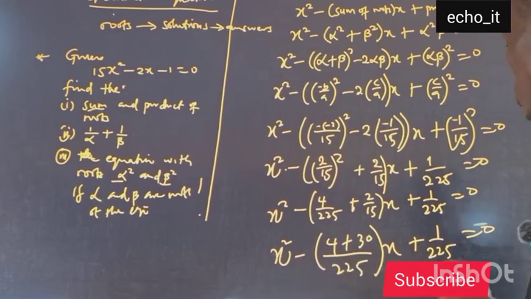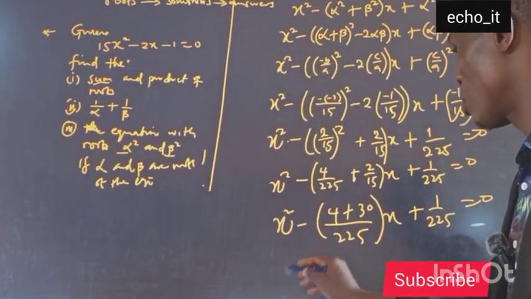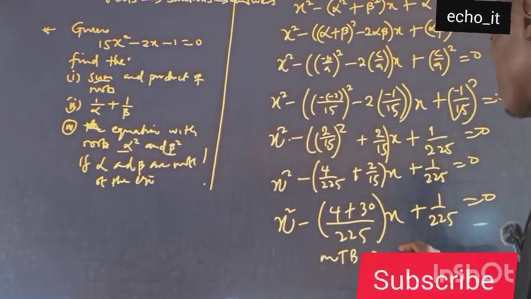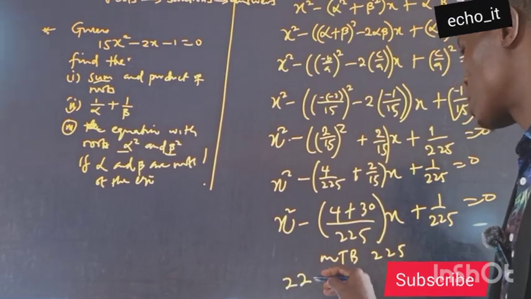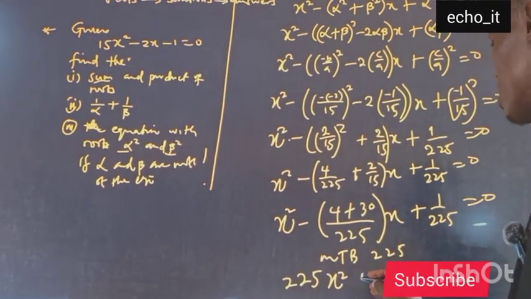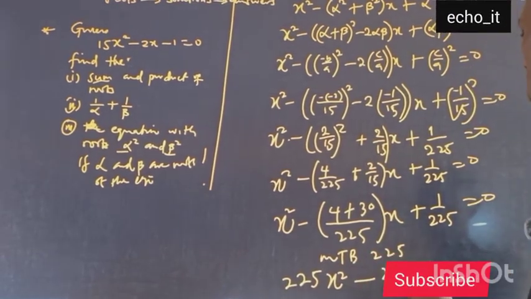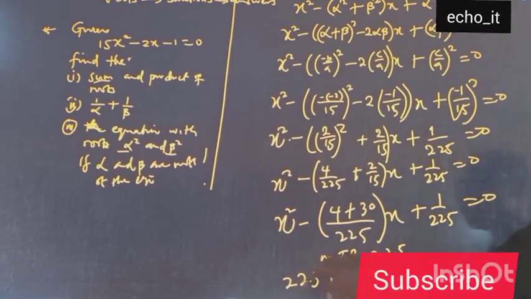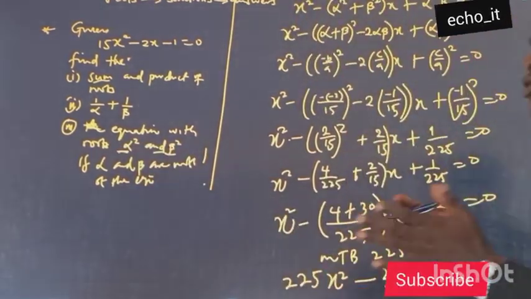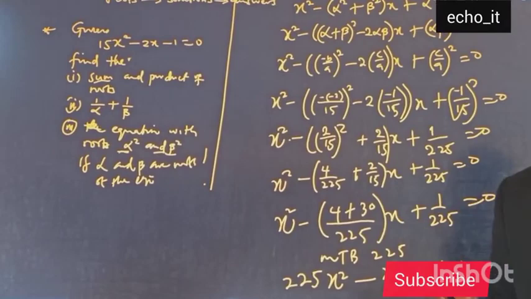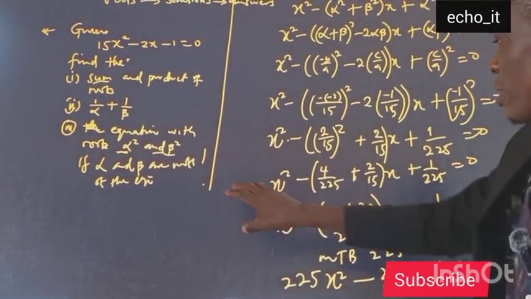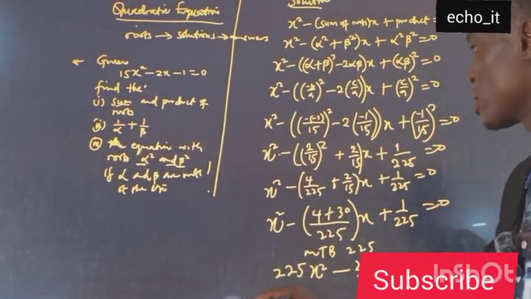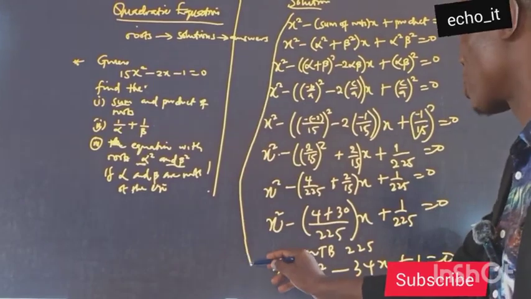So multiply through by 225. So the quadratic equation is 225 x squared minus 34x plus 1. So this is the quadratic equation with these roots. That is how you form a quadratic equation when you have given roots. Just try and assimilate that. If you have questions, put it in the comment box. I'm going to reply as soon as possible.